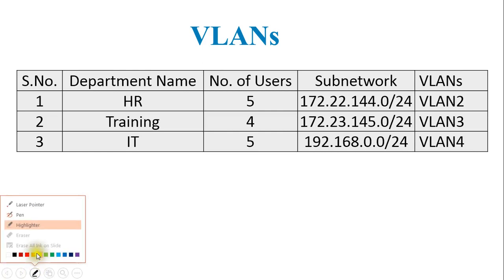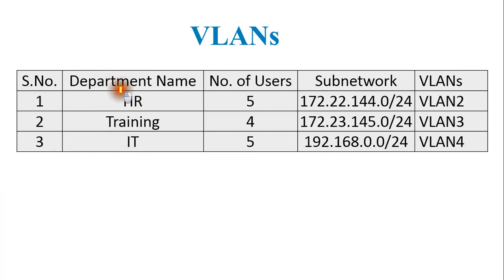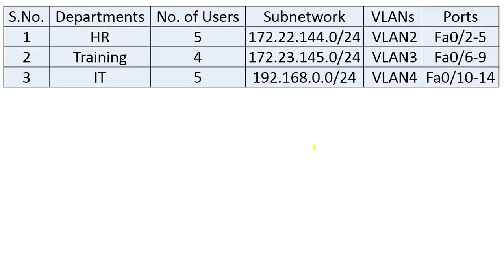I will be using 5 systems for HR. This is my requirement as per business. This is the subnet I will be using, 172.22.144.24 subnet mask, and VLAN 2 I will assign to it. And I have even planned which port I'm going to use for HR, which port I'm going to use for training, VLAN port, VLAN access.